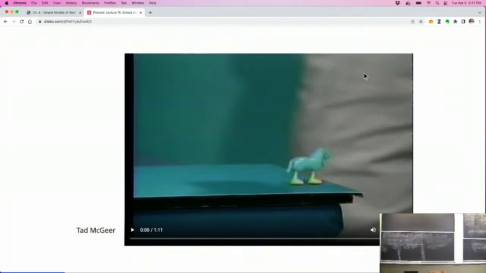This is more simple than we're going to get to, but this is a video of Tad McGeer. So back when Marc Raibert and the Leg Laboratory were making robots hop around and jump through the air in the early 80s, around the end of the 80s and around 1990, Tad McGeer came up and showed the world these passive dynamic walkers. And this is in Tad's own words how he thought about them.